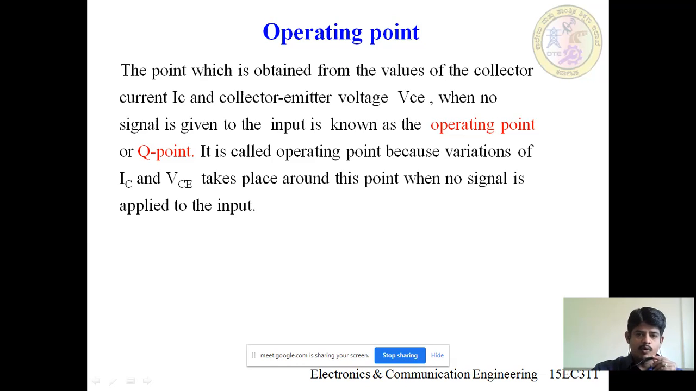It is called the operating point because variations of IC and VCE take place around this point. That means the signal keeps changing around it when no signal is applied to the input. So you have understood this operating point. You set an operating point and keep it ready before you apply the signal.